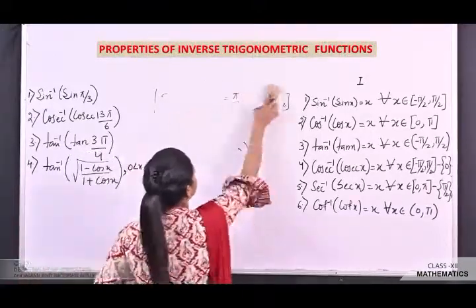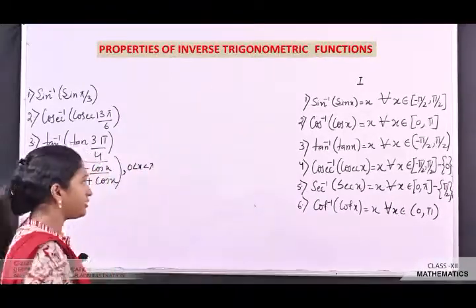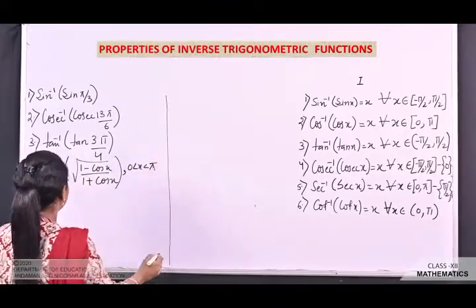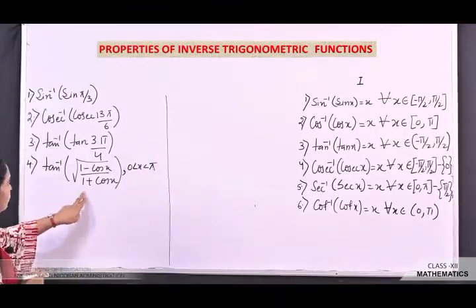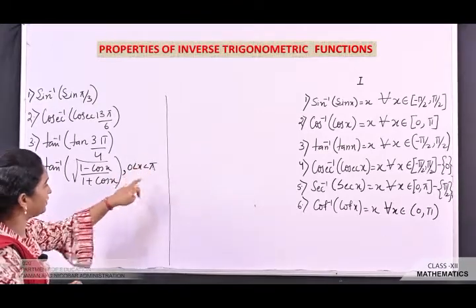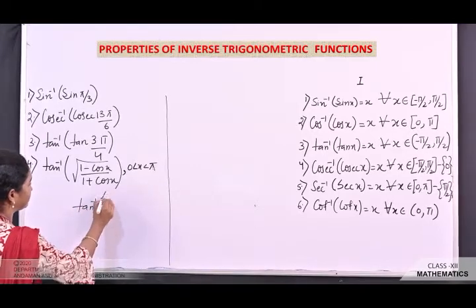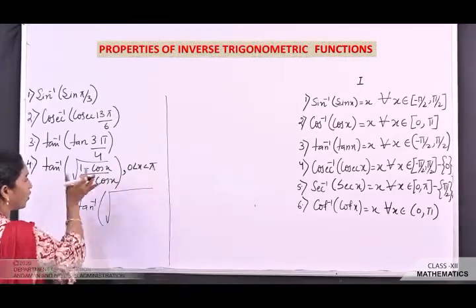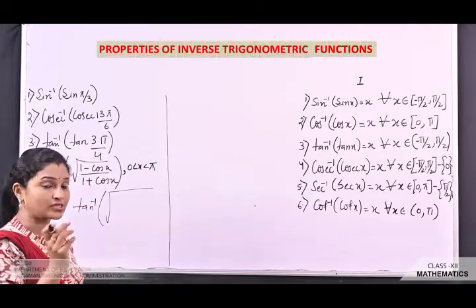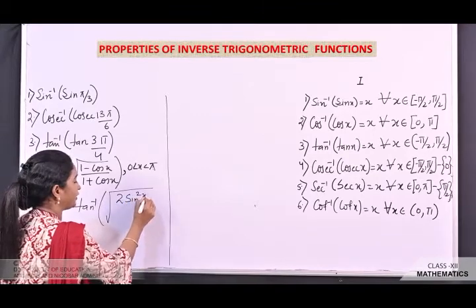See the fourth question. The fourth question is a little different, but you are going to apply the same property only. Tan inverse of root of 1 minus cos x by 1 plus cos x, where 0 is less than x less than pi. They have already given a condition. Tan inverse root of, what is the value of 1 minus cos x? The value of 1 minus cos x is 2 sin square x by 2.